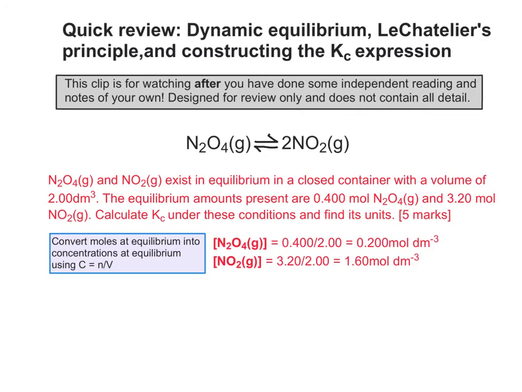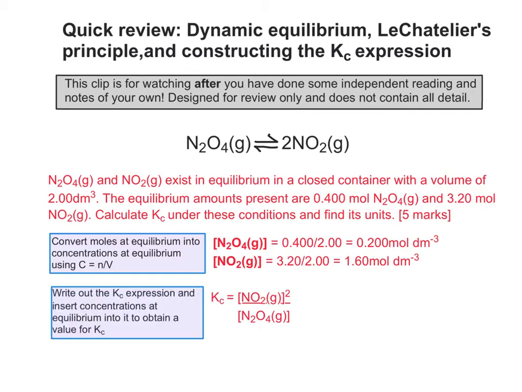Using the simple rearrangement of n equals V times c from the first year, we can do concentration as moles over volume. We're provided with the volume, which is 2 decimeters cubed, and we're provided with the moles of everything at equilibrium. So we can work out the concentrations at equilibrium.